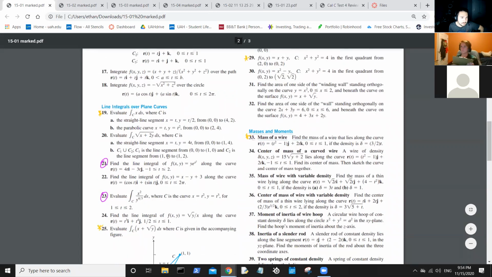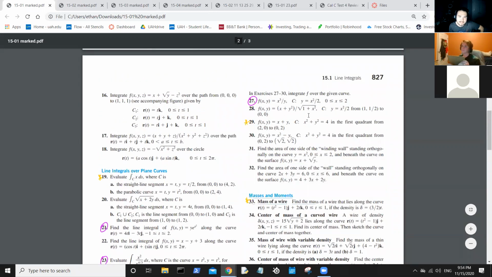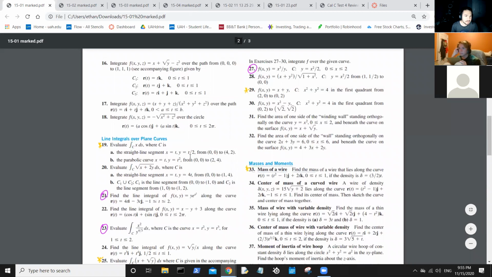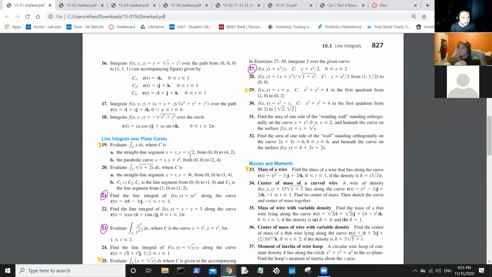If I'm not mistaken, this is probably the exact same process. In this one, I think it's even easier because look, find the line integral of the given function, I'm looking at 21, along the curve r(t). So this time it just gives you a curve r(t) with bounds with respect to t. It looks like all of these are done identically.